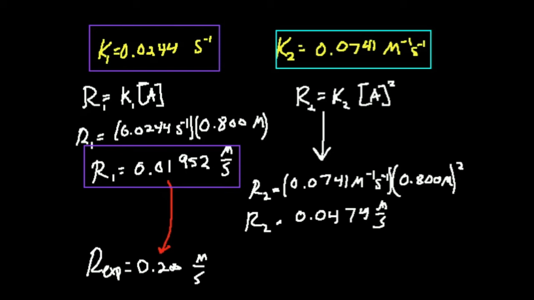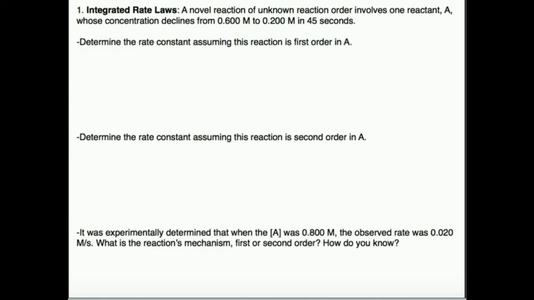However, we can never, without a shadow of a doubt, prove that it's first order. We can only disprove it. Okay? But based on the data, I would say it's first order. So the key here is you can never prove a mechanism, you can only say it fits the data, and you can only disprove it. So hopefully that makes a little bit of sense. Alright, so these were 3 videos on dealing with integrated rate laws and sort of predicting mechanisms.